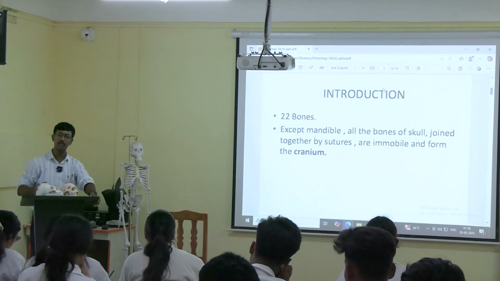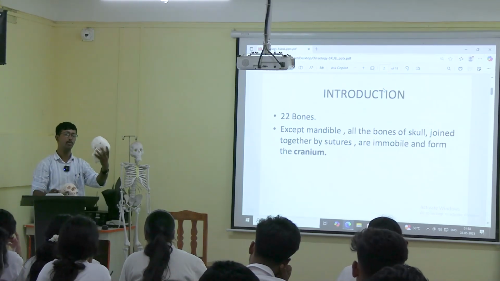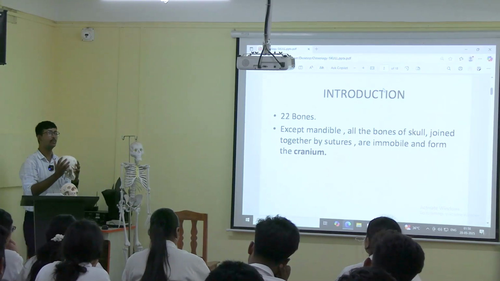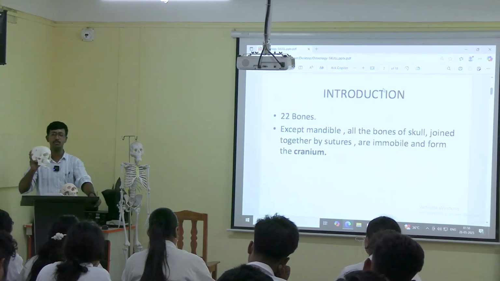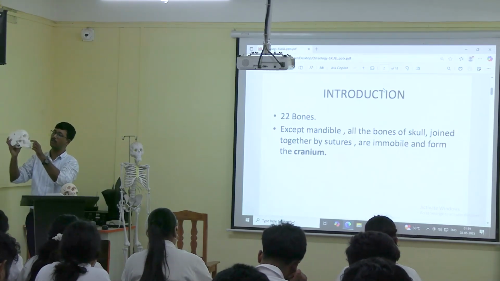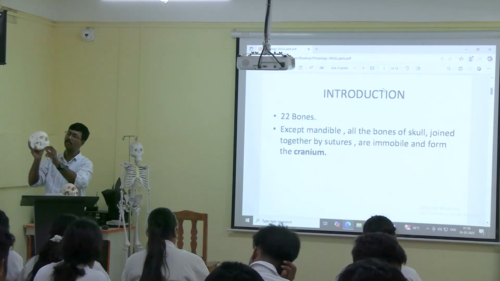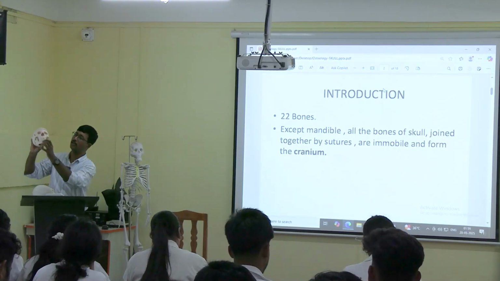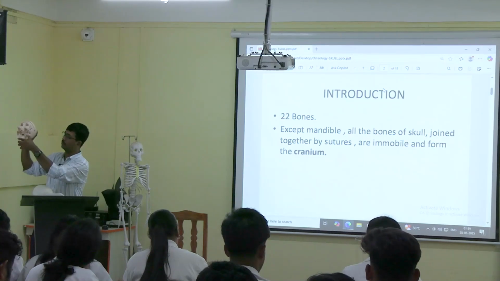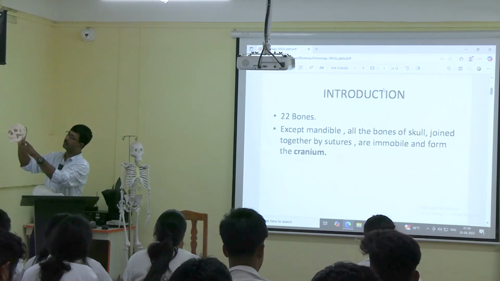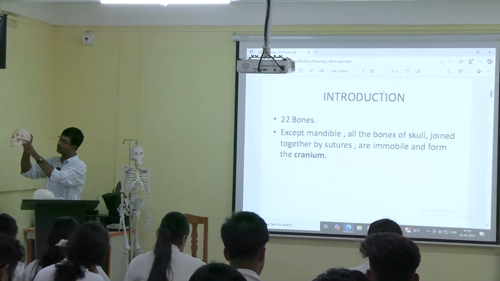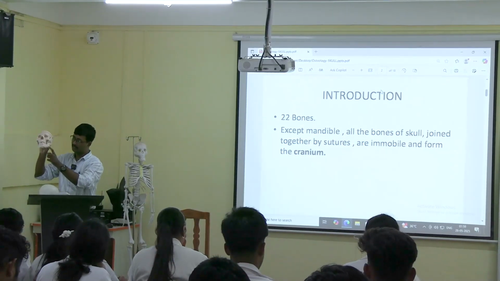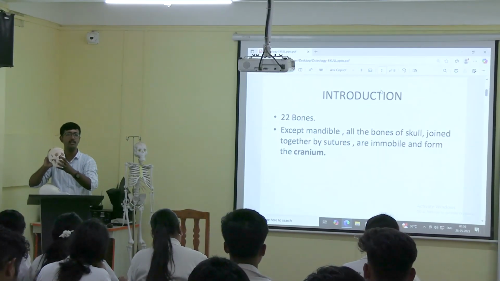So except these ear ossicles, the whole skull comprises 22 bones, and all of these bones are attached with one another by sutures. All of these are sutures except the temporomandibular joint that is connecting the facial skeleton with the mandible. This whole structure is the mandible, and as you can see, it is connected by a synovial joint. That is why it is movable. Except this bone, all the other bones are connected with one another by sutures.